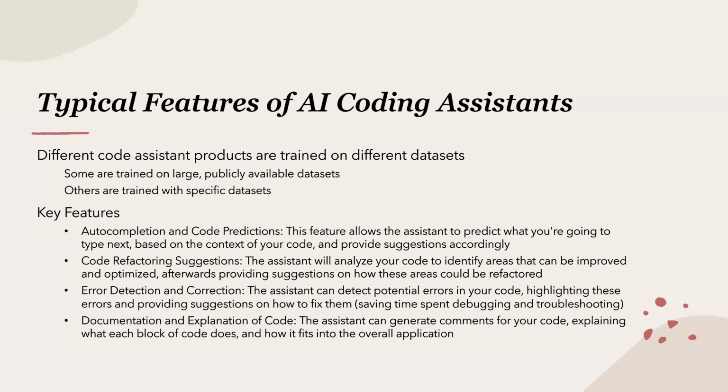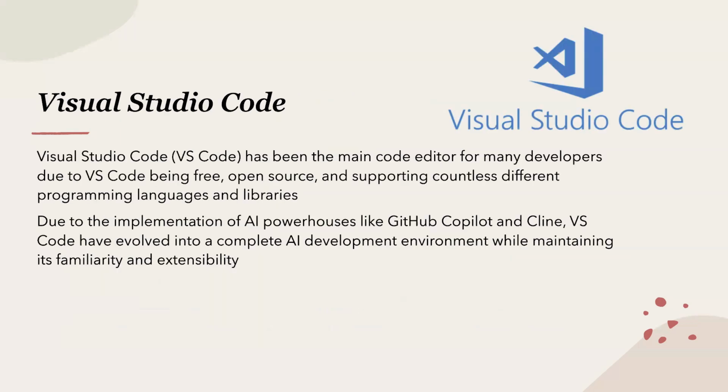The assistant will analyze your code to identify areas that could be improved and optimized, afterwards providing suggestions on how these areas could be refactored. Error detection and correction. The assistant can detect potential errors in your code, highlighting these errors and providing suggestions on how to fix them, saving time spent debugging and troubleshooting. Documentation and explanation of code. The assistant can generate comments on your code explaining what each block of code does and how it fits into the overall application. So let's discuss some typical programs that utilize AI coding assistants in their applications.